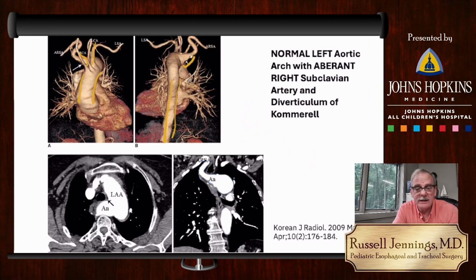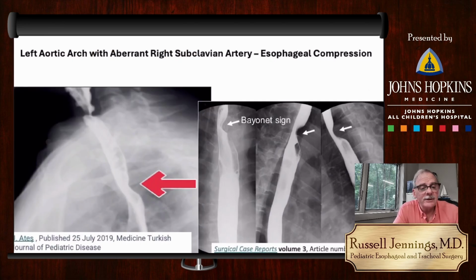So you get an idea of the consequences of a diverticulum of Kommerell on the esophagus, in this case, when it's compressing the esophagus quite severely, making it hard to swallow. So this is a series of pictures which demonstrate the consequences of a diverticulum of Kommerell on the esophagus. So this is an esophagram. We put contrast in the esophagus to see how it fills, and normally it would look like this.